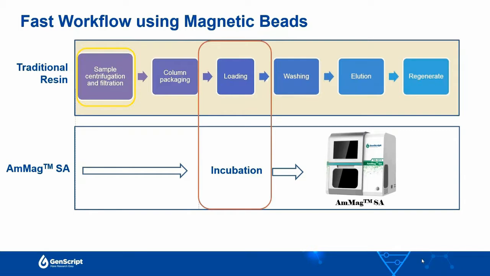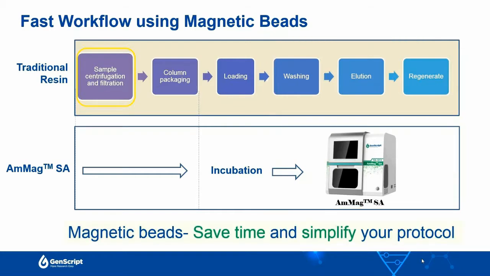Instead of sample loading, you have an incubation step where the magnetic beads bind to the target proteins or antibodies. This is followed by the washing, elution, and regeneration steps, all of which are automated when using our semi-automatic purification instrument, the MagSA. Therefore, using magnetic beads saves you time and simplifies your protein purification protocol.